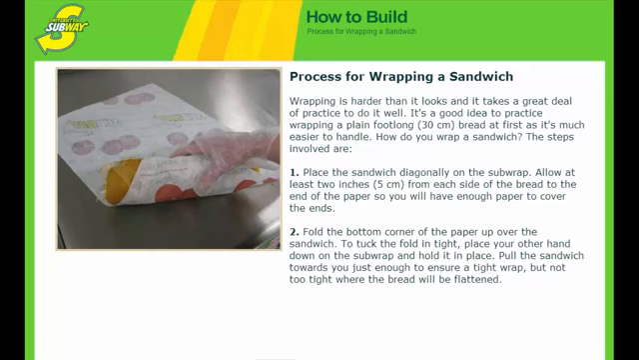2. Fold the bottom corner of the paper up over the sandwich. To tuck in the fold tight, place your other hand down on the sub-wrap and hold it in place. Pull the sandwich towards you just enough to ensure a tight wrap, but not too tight where the bread will be flattened.